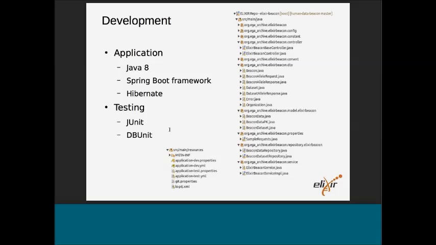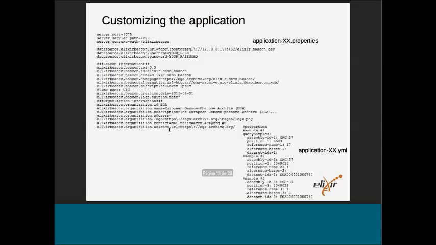And in the other picture, on the bottom left, you have the resource folder, which contains the application property files and also the log4j configuration. These application properties files are used to customize the application.